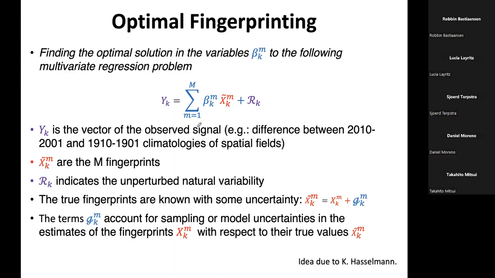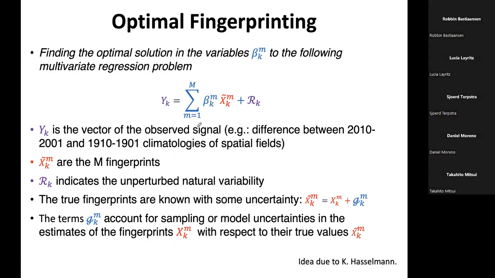Okay, so technically speaking, optimal fingerprinting boils down to this, and the idea is fundamentally due to Klaus Hasselmann. So we want to find the optimal solution in these variables beta of this multivariate regression problem. So yk is a vector of observations, changes in the surface temperature at different locations, could be. The xm are the so-called fingerprints. So these are the definition of which is very non-trivial.